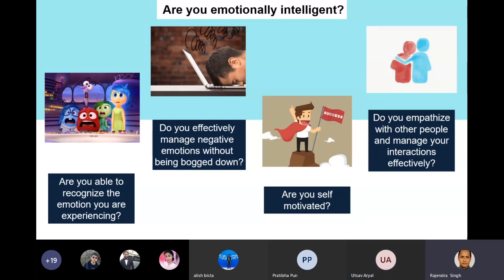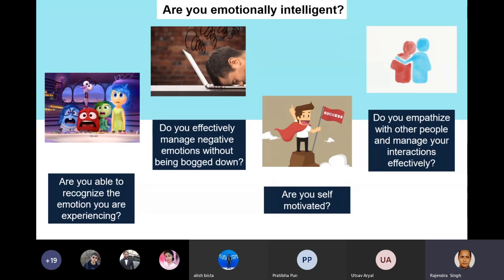Someone who is emotionally intelligent would have a high level of self motivation within himself or herself, right? That's also one signal to tell if you are emotionally intelligent, or the level of emotional intelligence within you.